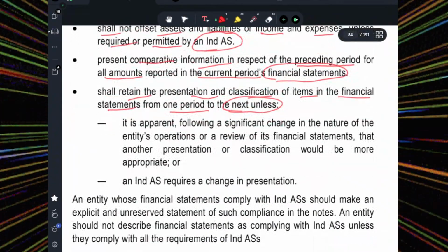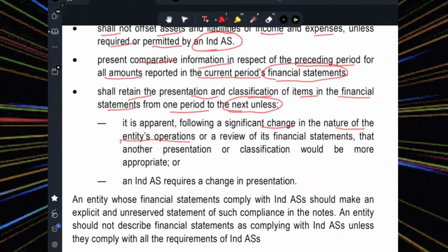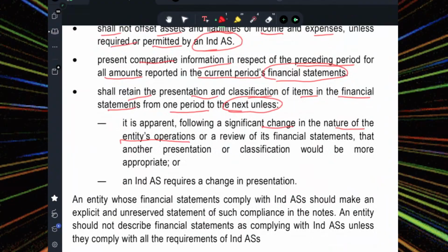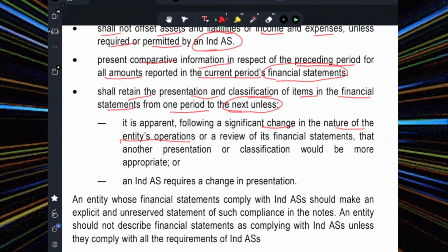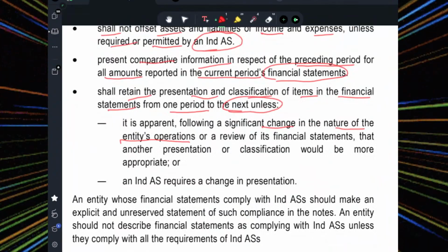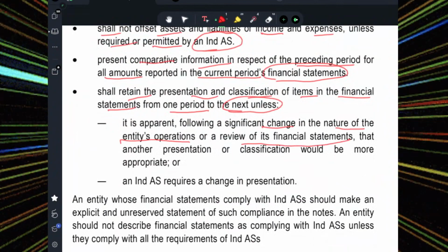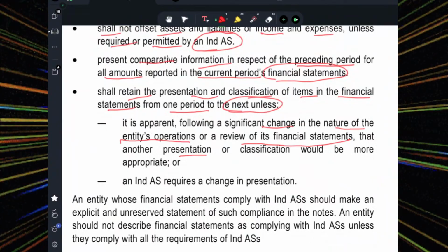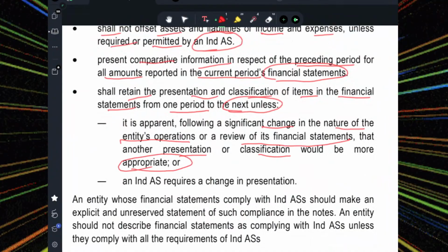Unless it is apparent, following a significant change in the nature of the entity's operations. So what is a significant change in the nature of the entity's operations? The organization is changing its operations, then you should note it. Or a review of the financial statements shows that the total accounting process itself changed, and another presentation or classification would be more appropriate. If that is the case, that is a problem.